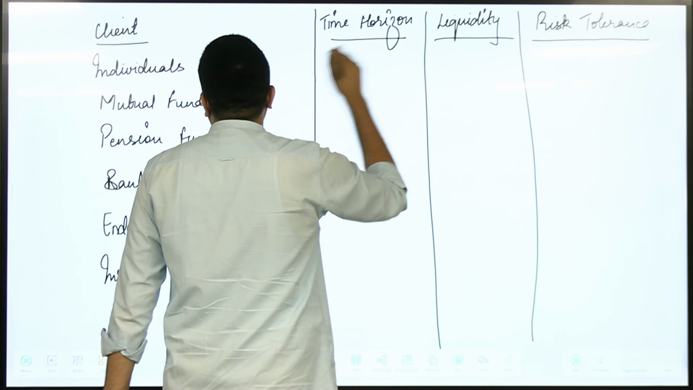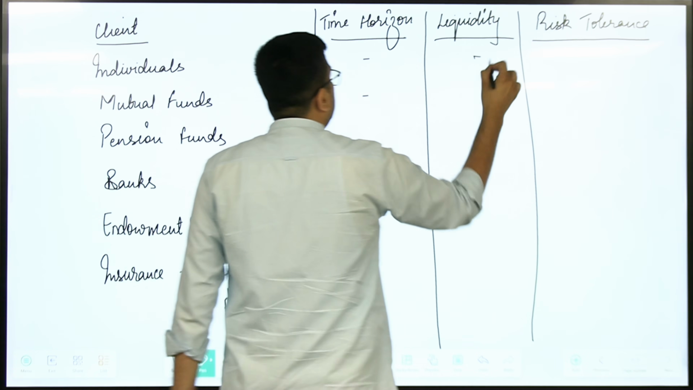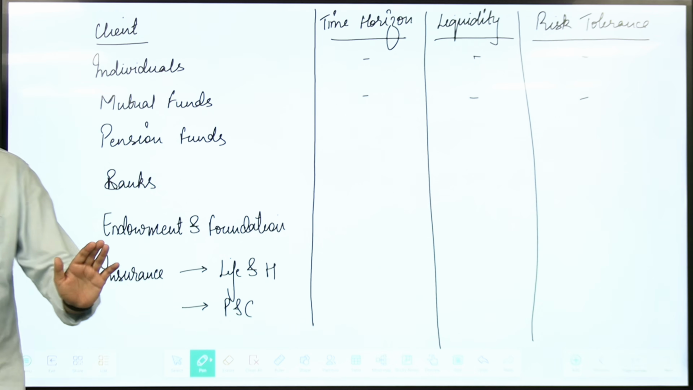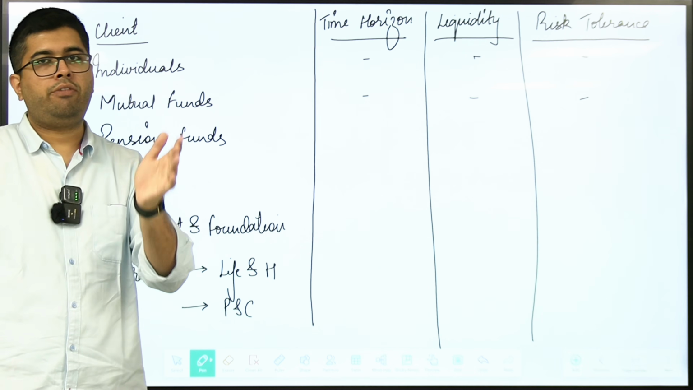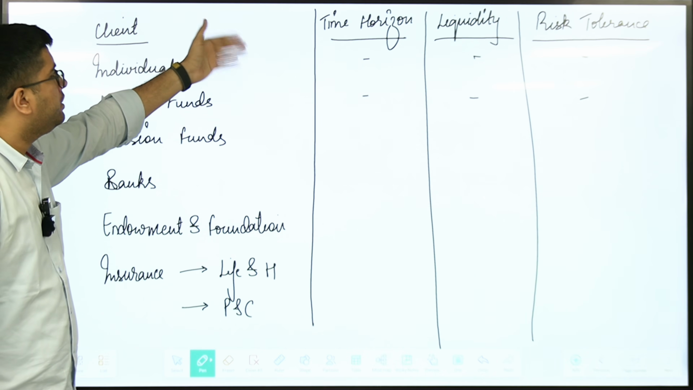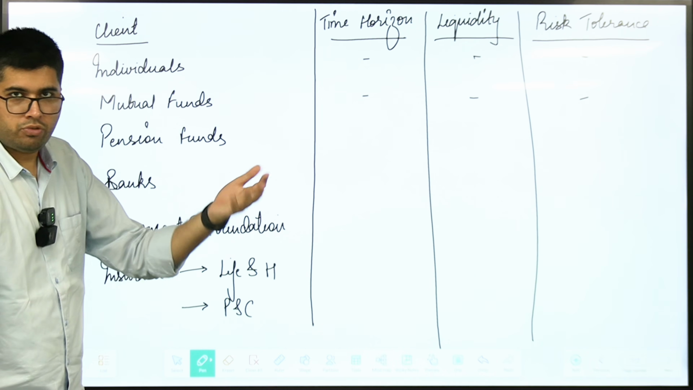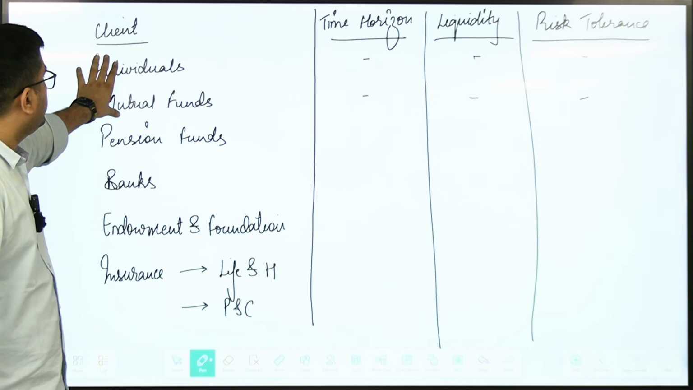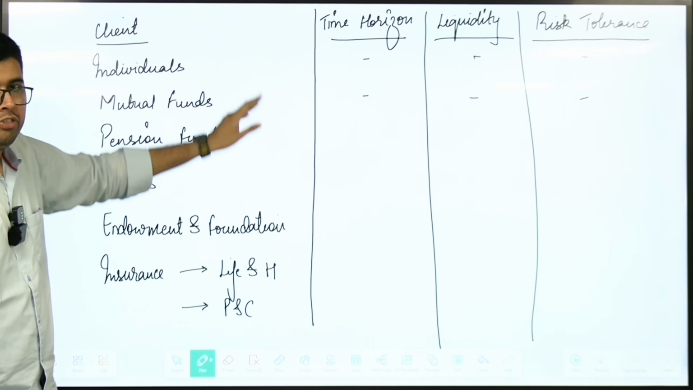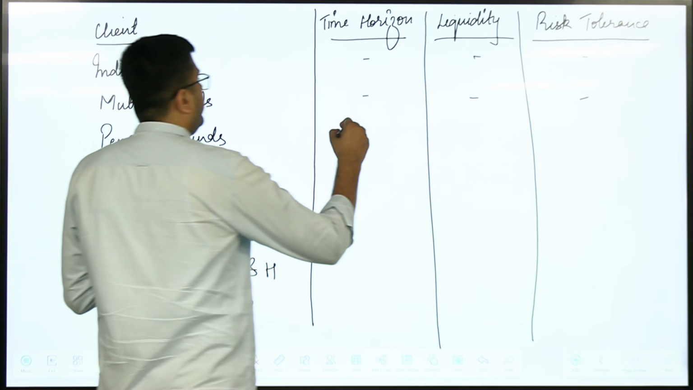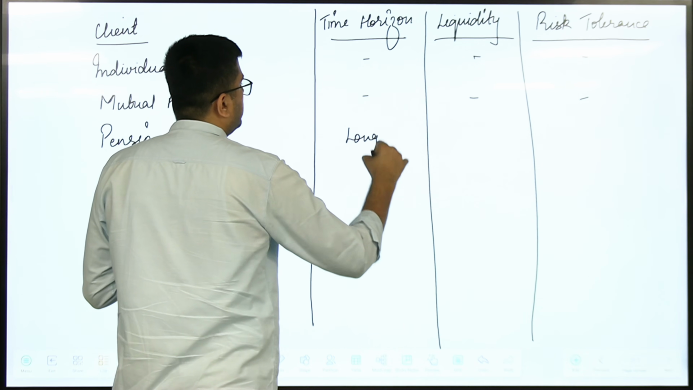Now, for individuals and mutual funds, there is no definitive answer because it will differ from person to person. It will differ from fund to fund. There are some funds who will have more liquidity requirements. There are some funds who will be investing long term, some investing short term. So in these two categories, there is no definitive answer we can give unless we have details of individuals and details of mutual fund. Pension has very long term time horizon.